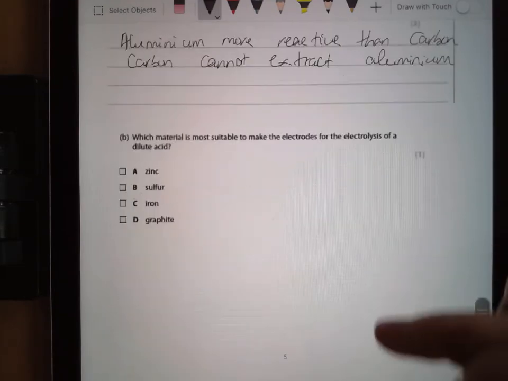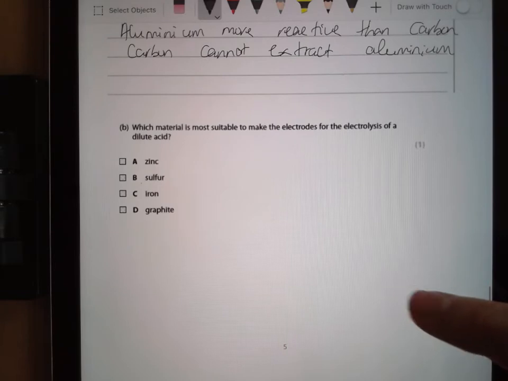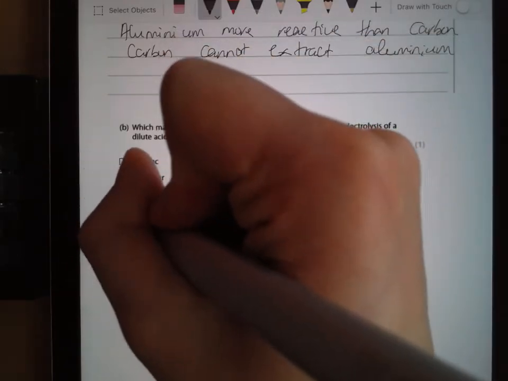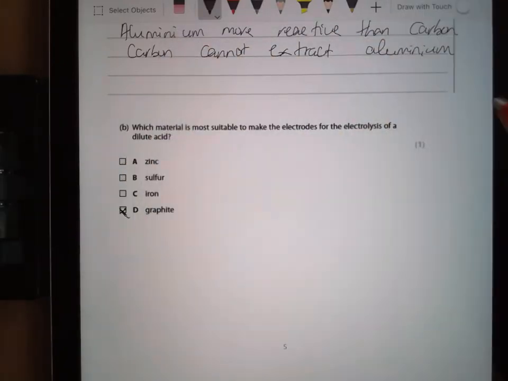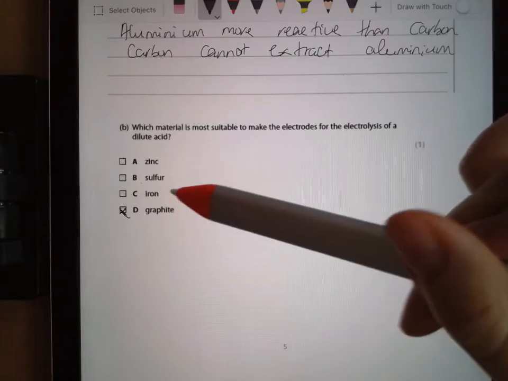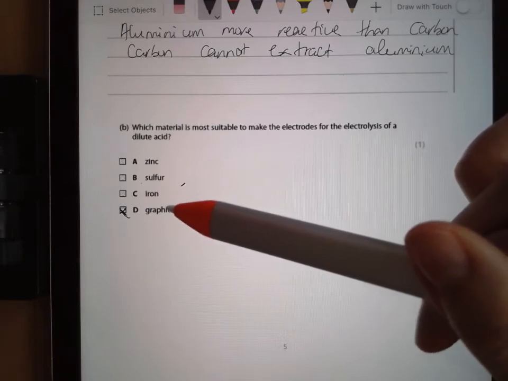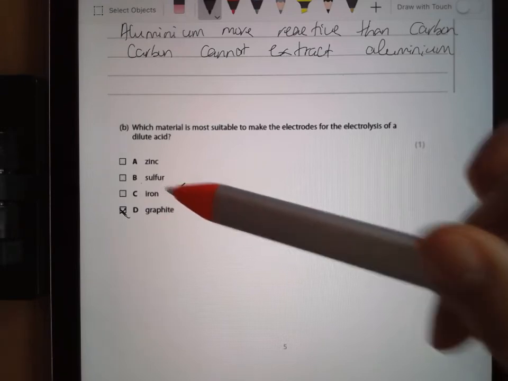The next one, which material is most suitable to make the electrodes? Okay. For the electrodes, you need something that can conduct electricity. You also don't want it to be reactive, and you want it to have a high melting point. Graphite is going to be your answer. Okay, zinc is a metal, so is iron, so they can both conduct electricity, but they will react. Graphite is really unreactive. It's what you use in your pencils, okay, very unreactive. Sulfur is not a metal.